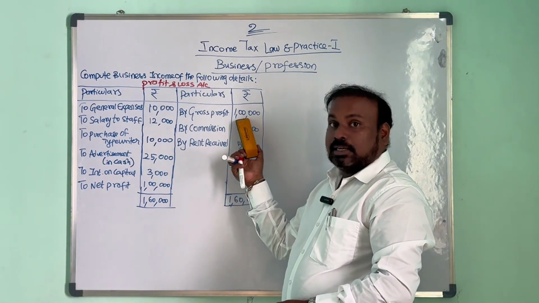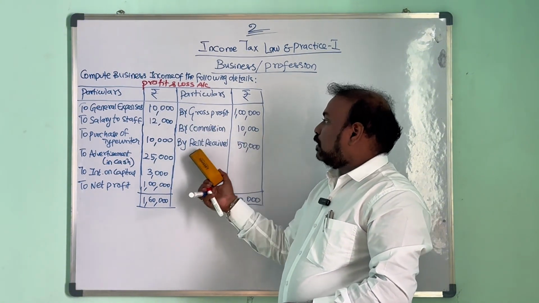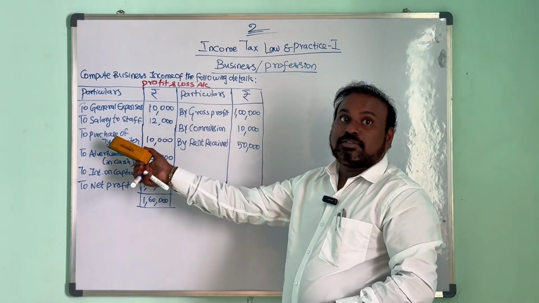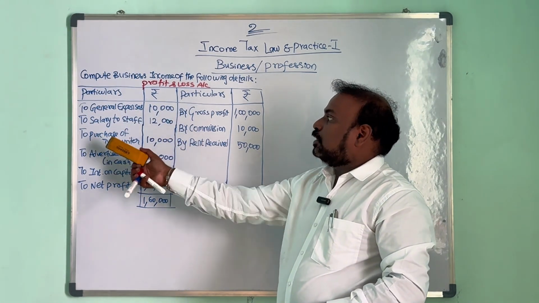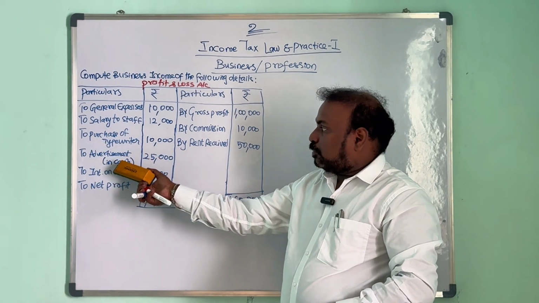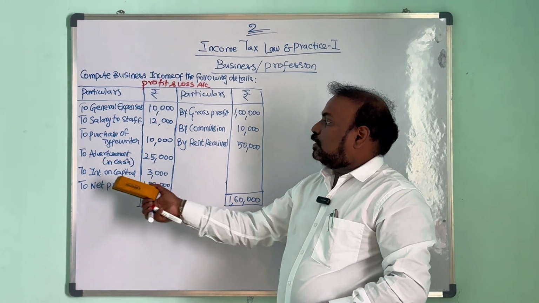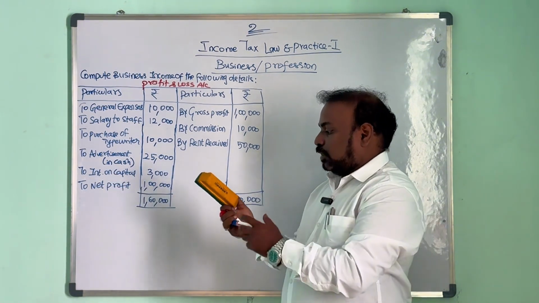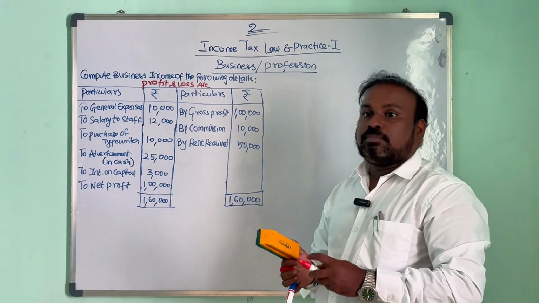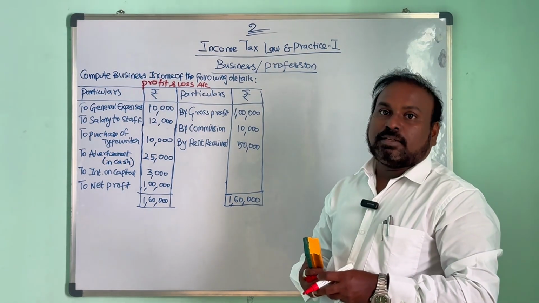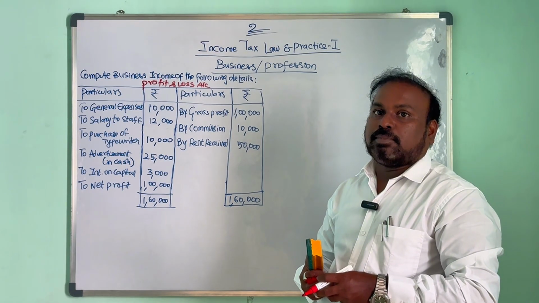Gross profit is 1 lakh, by commission 10,000, by rent received 50,000. To general expenses 10,000, to salary to staff 12,000, to purchase of typewriter 10,000, to advertisement paid in the form of cash 25,000, to interest on capital 3,000, to net profit 1 lakh. They gave the profit and loss account, but we need to reframe it as per the income tax rules in order to pay tax to the government.